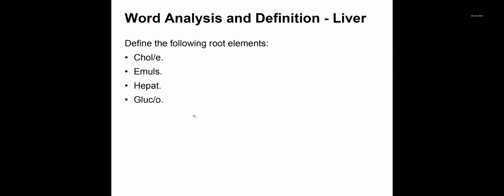Word analysis and definitions. Define the following root elements. You have chole, which refers to bile. So cholecystectomy is surgical removal of the gallbladder. You have emulse, which refers to suspension or dispersal. Emulsification: the process of breaking down fats into smaller lipid droplets. Hepato or hepat refers to the liver. So hepatitis: inflammation of the liver. Gluco refers to glucose or sugar. Glucose is a simple sugar used as a primary energy source.